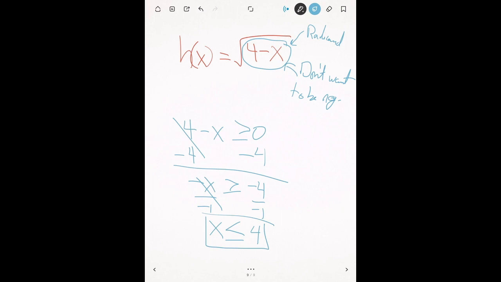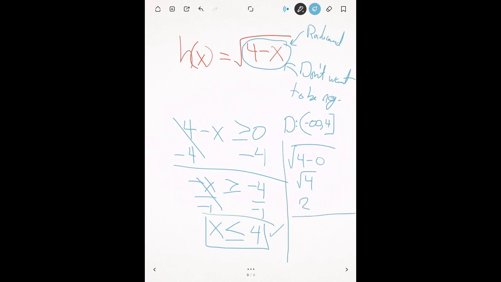So that means the domain for this is everything from negative infinity up to 4, and including 4. That's what it means to be less than or equal to 4. Everything from negative infinity all the way up until 4. So let's think about this for a second. I sometimes think it's helpful to test this out. Let's pick something in this interval. What's a number less than 4? Let's try 0. So let's try the square root of 4 minus 0. Well, that's just the square root of 4, which is just 2. Okay, that's not too bad.